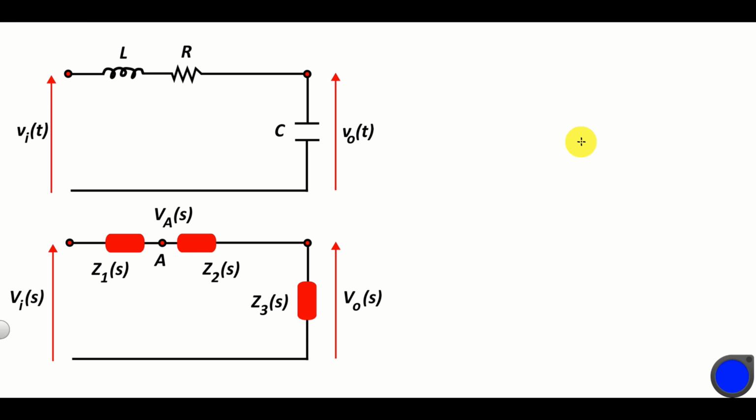To solve this problem, we first need to briefly revise the basic concept of a transfer function. For that purpose, we need to introduce Laplace transforms. Let the Laplace transform of the input voltage be denoted like this, capital Vi of S, where S is the complex Laplace variable, and this is equal to Laplace transform operator, which is denoted by calligraphic L, of the time domain signal Vi of t.